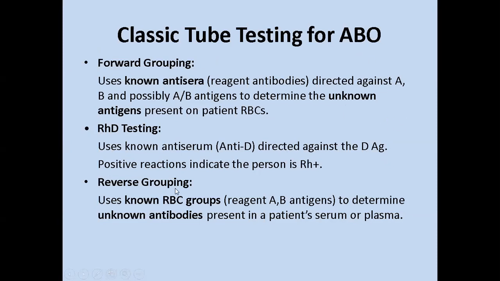When we get into reverse grouping, and we'll be looking more carefully at reverse grouping in lab 2, we're using known reagent red blood cells. They come from a company in vials. So we have reagent A cells and B cells, and we know which antigens they have, okay? We're using these cells to determine which antibodies the person has in their serum or plasma, which ABO antibodies. Remember, they're naturally occurring. We do this as a double check on what type we get for the forward grouping. So it's basically just a double check.